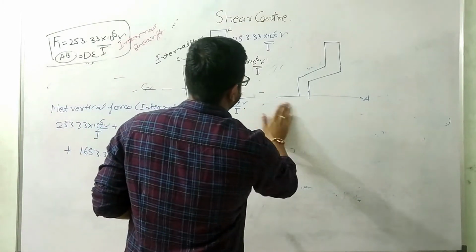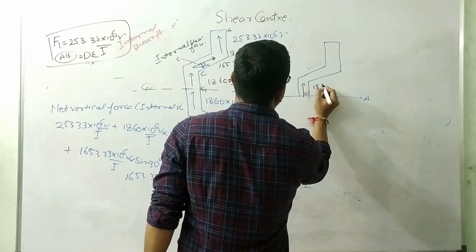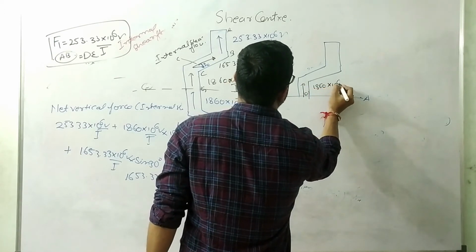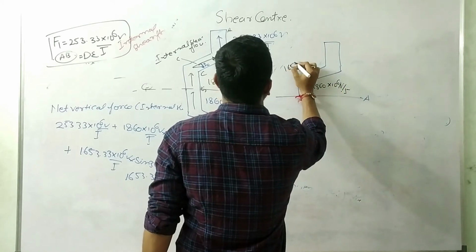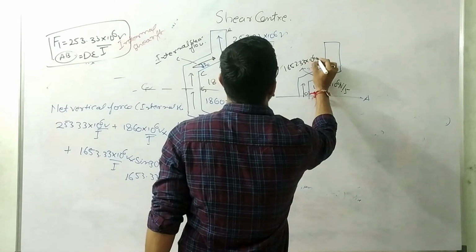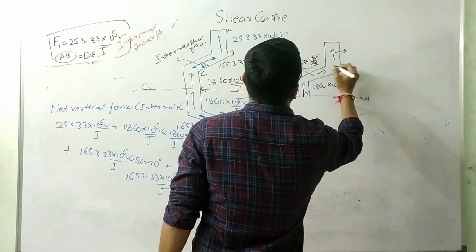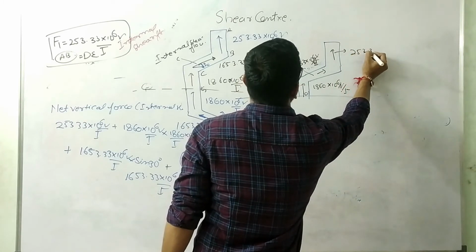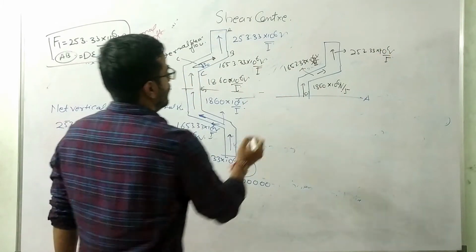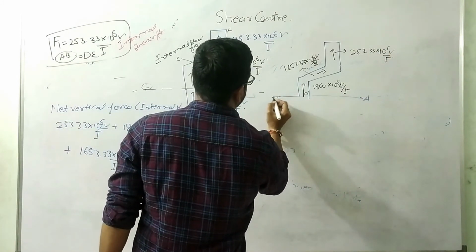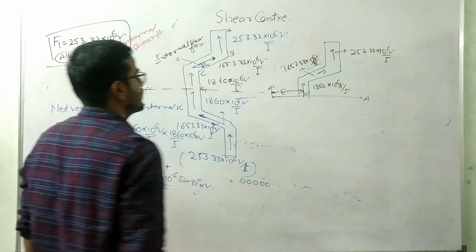Okay, so let us suppose this is point O. This force is 1860 × 10^6 V over I, this is 1653.33 × 10^6 V over I, and here it is 253.33 × 10^6 V over I. Let us suppose our net vertical force will act at a distance of e. The net resultant force is acting at a distance of e.